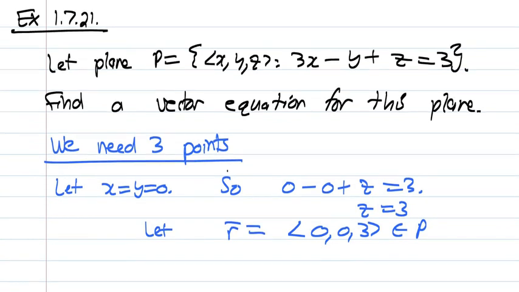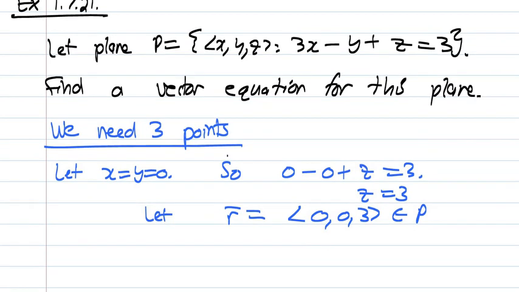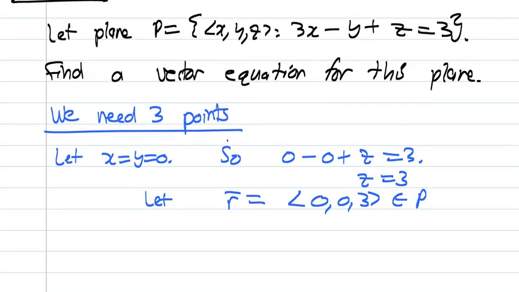Alright. So you could have made x 20. You could have made y 30. And you could have solved for z and you would have found another point on the plane. But I just want to make sure I don't make a mistake with my calculation. So I'm making x 0, y 0. And then I solve. That means z must be 3. So I get the point 0, 0, 3.